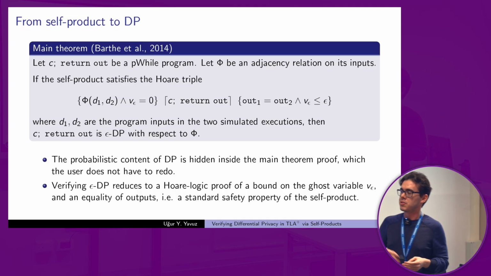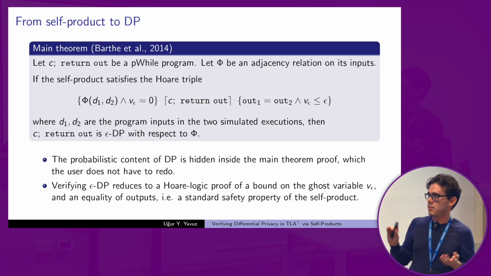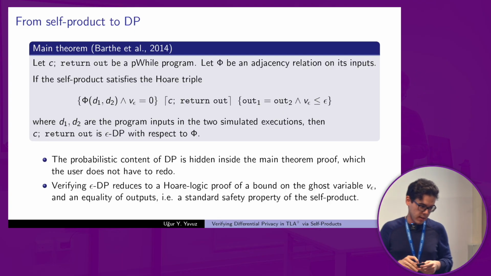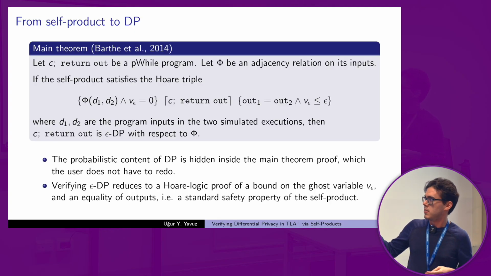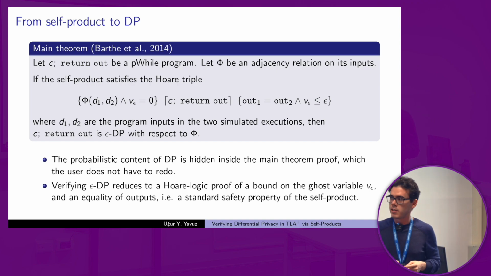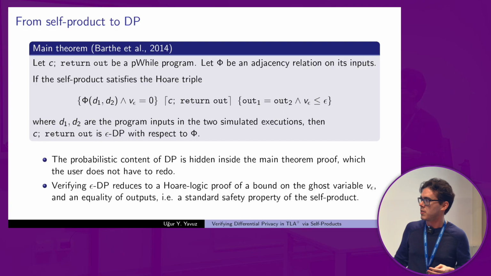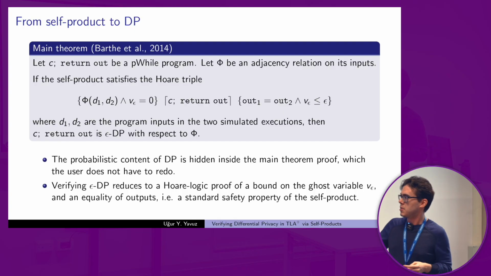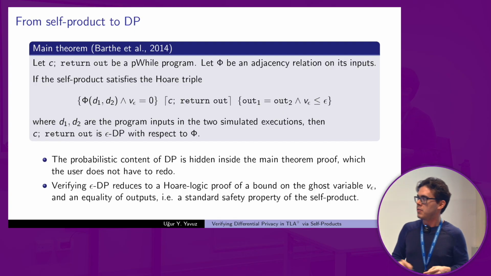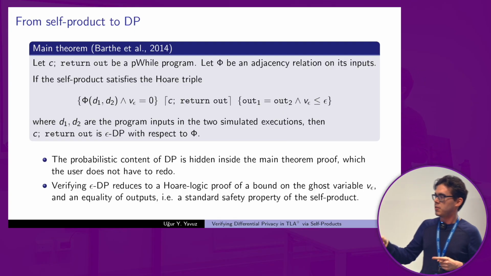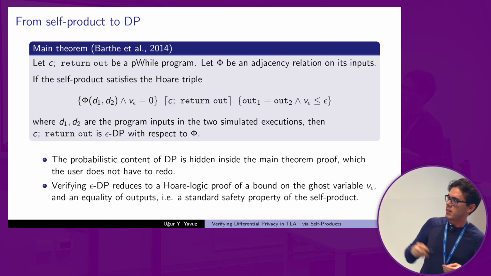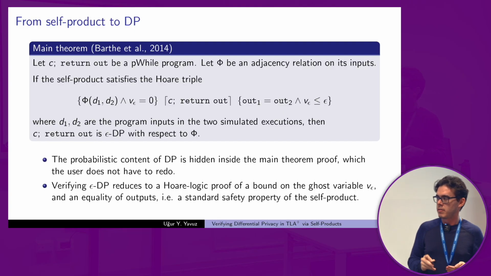The most interesting thing about this construct is the main theorem that we get out of it. Again, this is not our result, but Barth and colleagues'. If we have a program C followed by return out expressed in PY, and we have a relation on its inputs we call phi, then if the self product satisfies the Hoare triple with the precondition that D1 and D2 are related by phi, and V epsilon is initially 0, and then in the postcondition we have the equality of the outputs, and a bound epsilon on the variable V epsilon, then the original program C return output, again, that's a PY program, is epsilon differentially private with respect to phi.